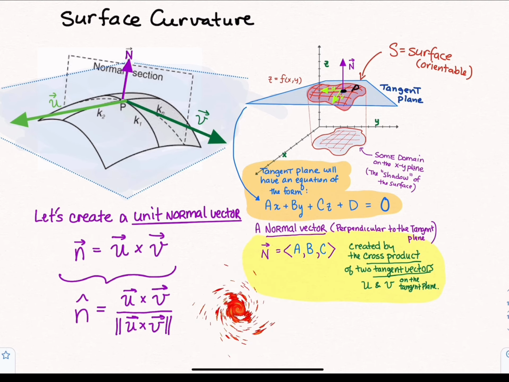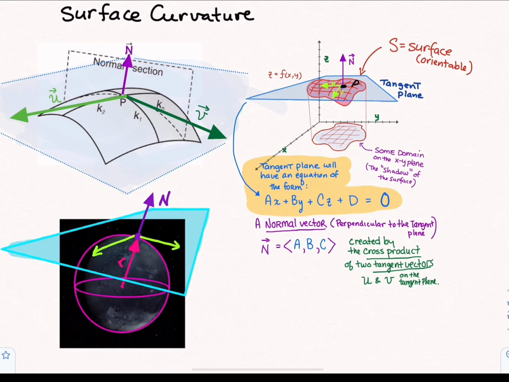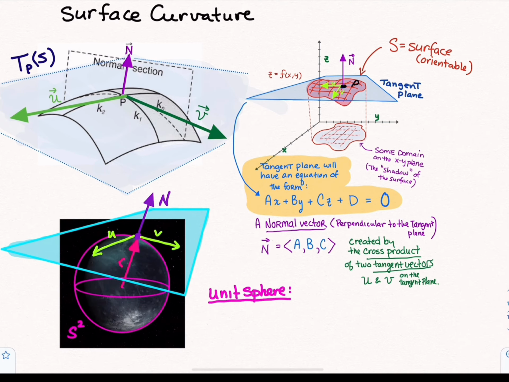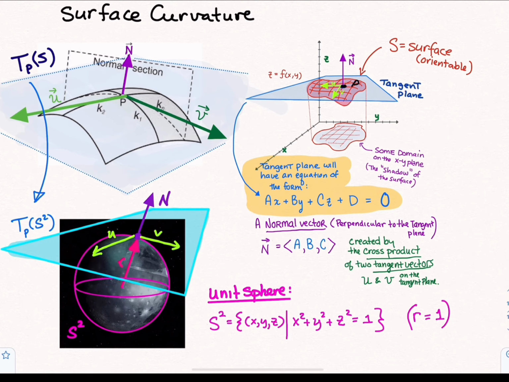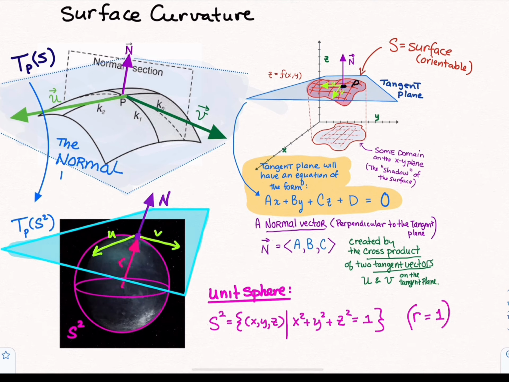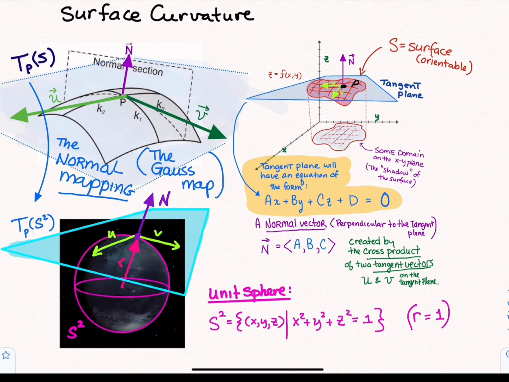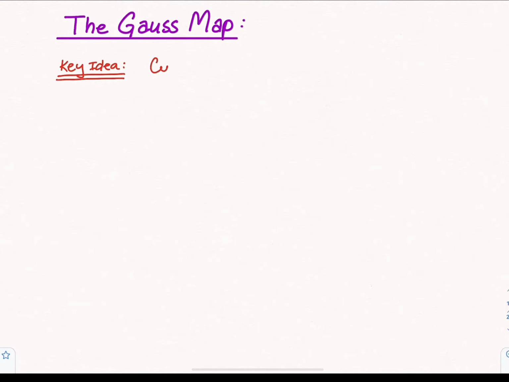The cross product of the 2 tangent vectors on the plane gives us a normal vector. This is using vector calculus. Now, the unit sphere comes into play here for surface curvature because we compare the curvature of a given surface to the surface of a sphere. A sphere has a lot of radial symmetry, so we can use it to our advantage. The Gauss map, or the normal mapping, takes the normal vector from a particular surface and will take it to the surface of the unit sphere. So let's explore this idea a little bit further.